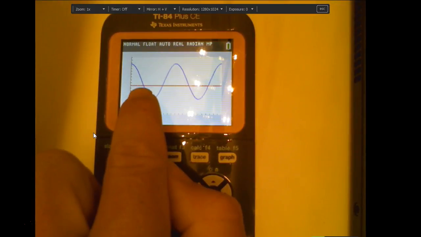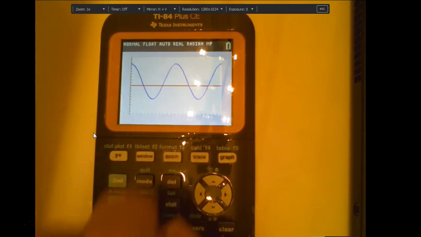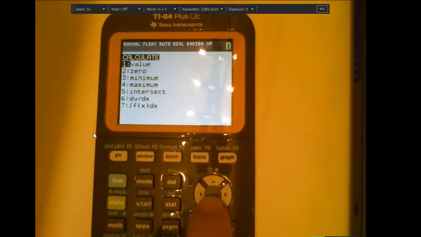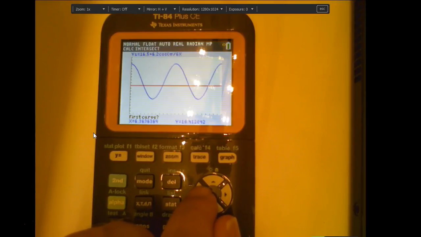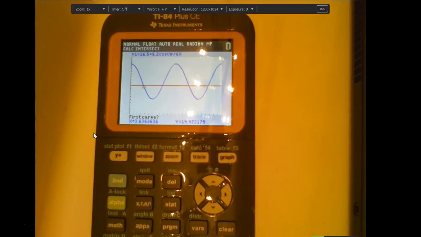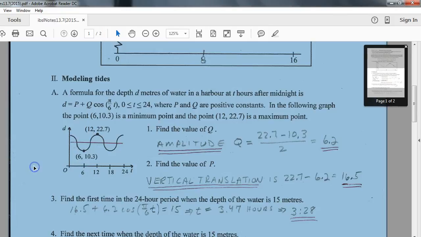you can see that very first point of intersection right there was the first time we had a depth at 15. And so if I want to know what the x-coordinate is for that value, then I'm going to go under Calc. I'm going to choose Intersect. And I'm going to put my cursor near the point of intersection that I want. I'm going to put it as close as I can to that. It doesn't have to be exactly there, but it's going to ask me a few questions. Just hit enter, enter, enter, and 3.47 is our time. In terms of minutes, if we're going to turn that into minutes, I would do 0.47 times 60 to convert that to minutes, if you want to do it that way. And so that's going to give us this time right here.